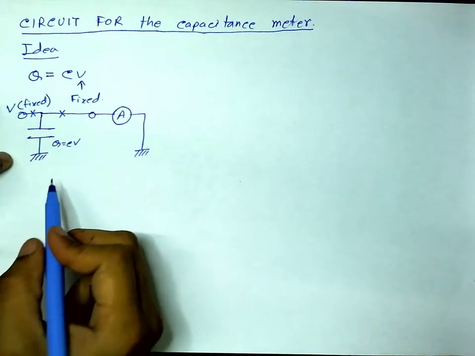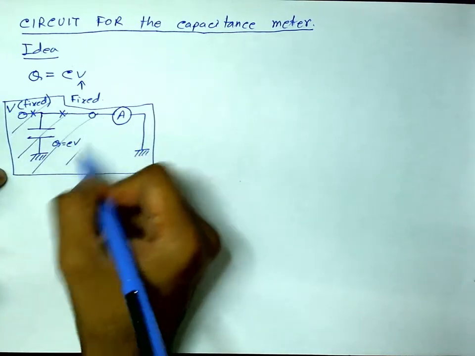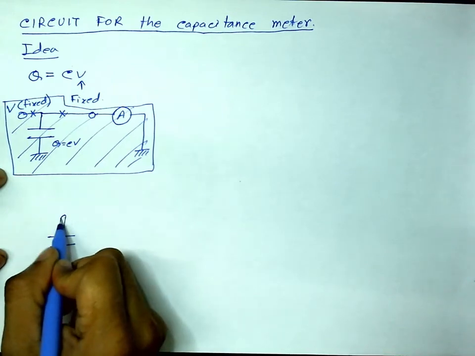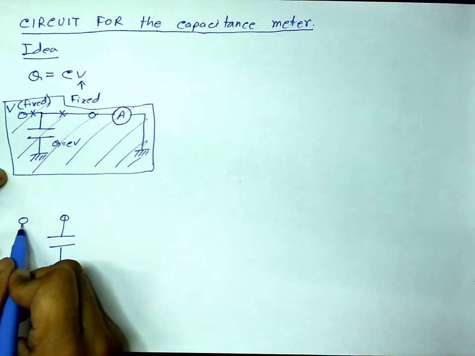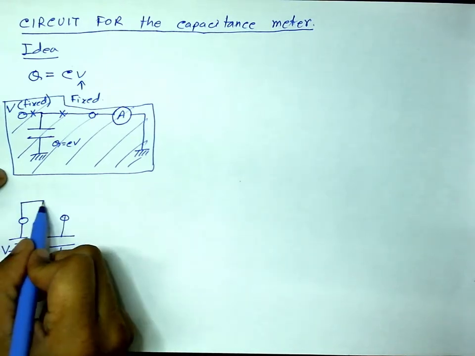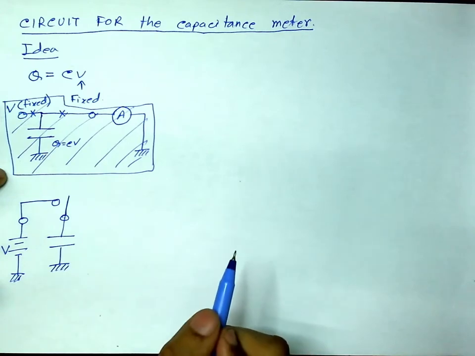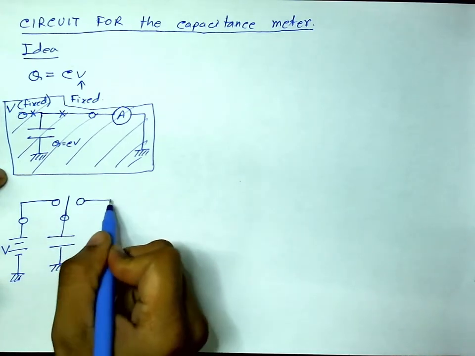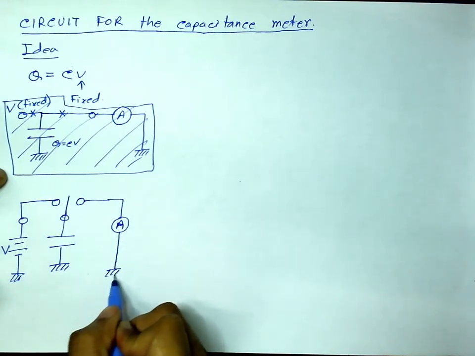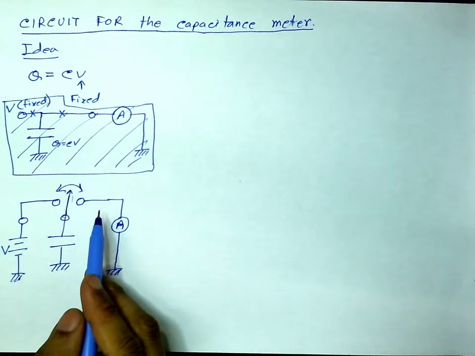Let me redraw it in a better way, like this. So I have this capacitor, and I have, say, a battery with voltage V. This is grounded. This is a double throw single pole switch, and from here I have a meter, an ammeter. This side is grounded. This jockey I can connect either to the voltage source or to the ammeter.